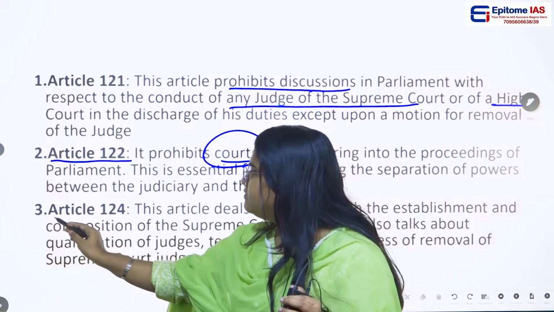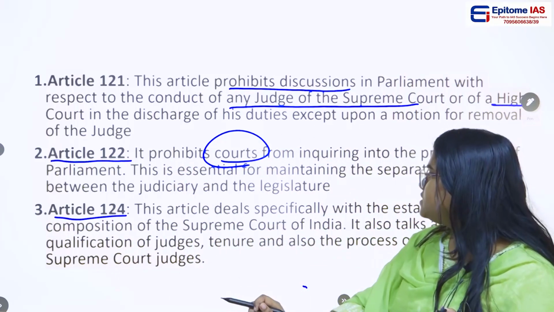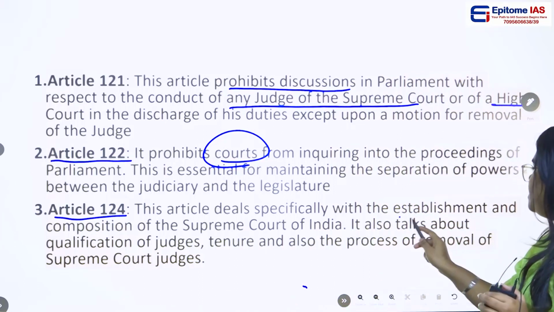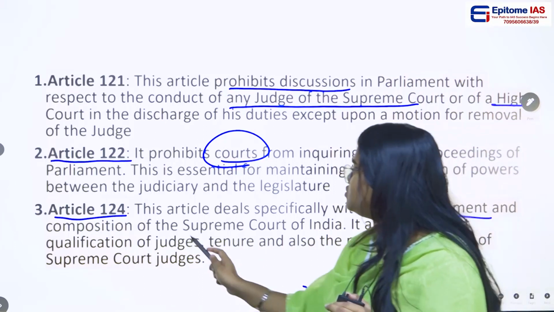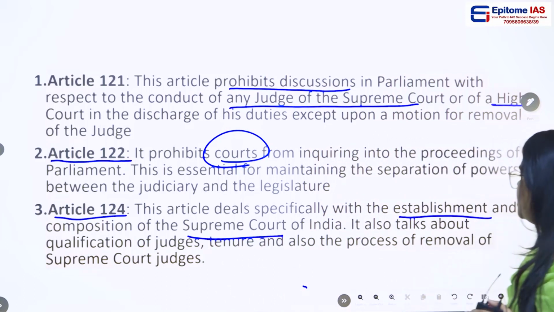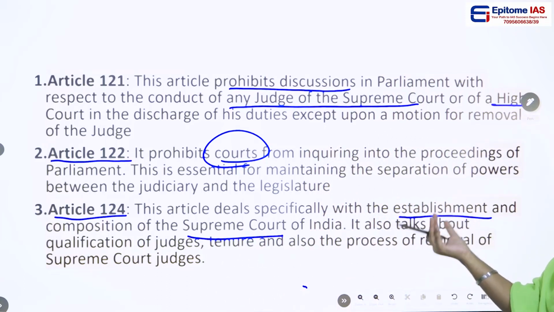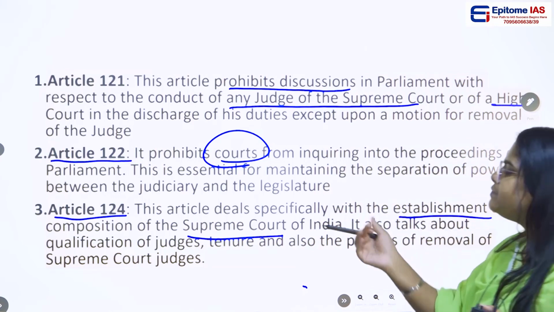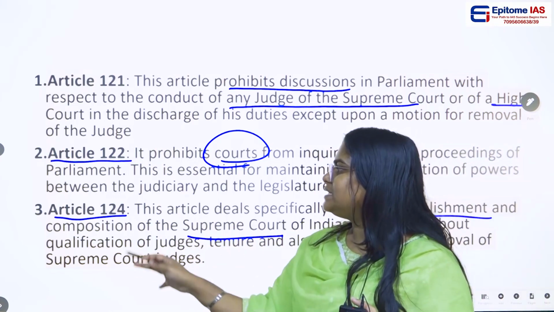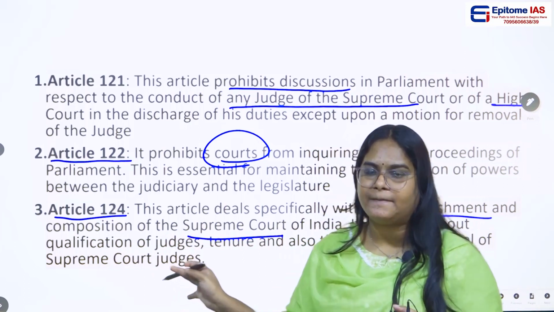And Article 124 talks about the establishment and composition of the Supreme Court of India. It also talks about the qualification of judges, tenure, and the process of removal of Supreme Court judges. So this is basically related to the Supreme Court of India.